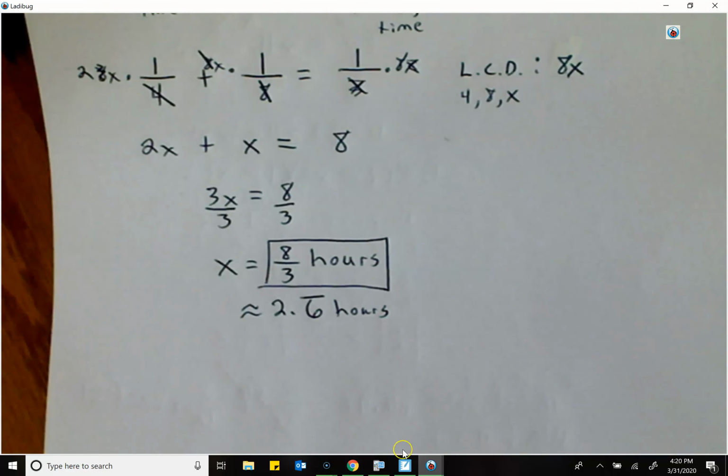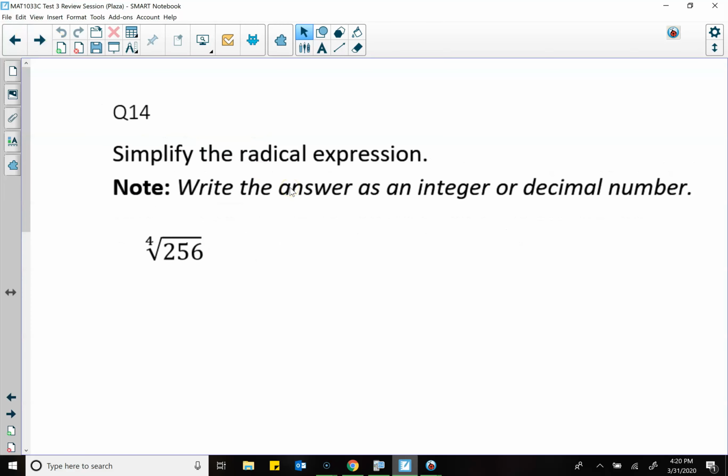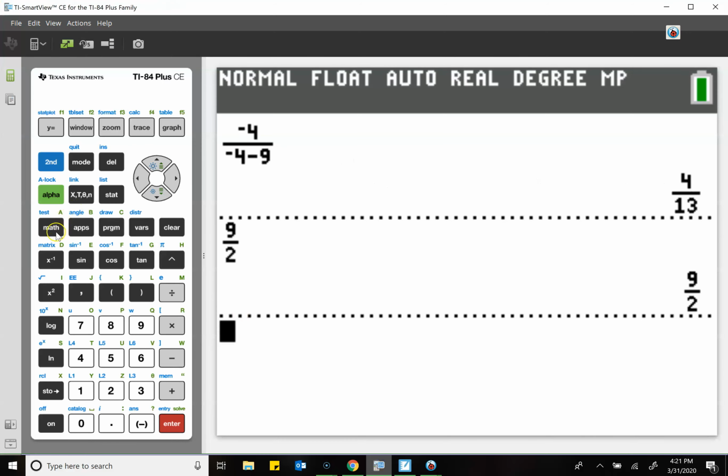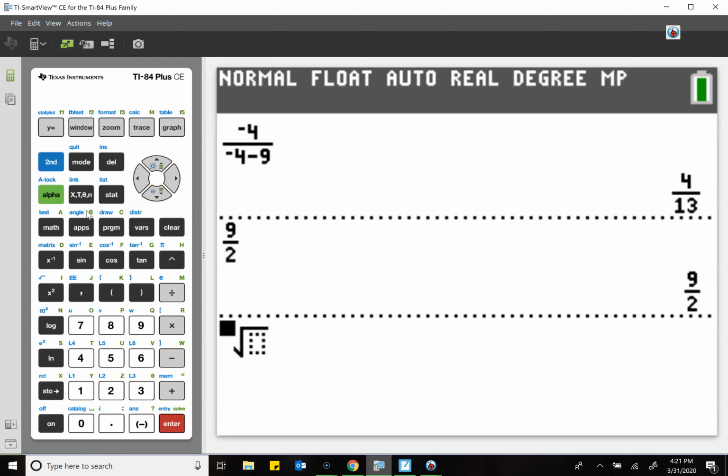All right. So, question number 14. Now we start chapter 5. So this one right here is all about reducing. So, the first thing I would do if I want to reduce this is put it into the calculator, see if it works. So let's take the fourth root of 256. So I go to my calculator, math, scroll down to number 5, because that's where we can do multiple roots.